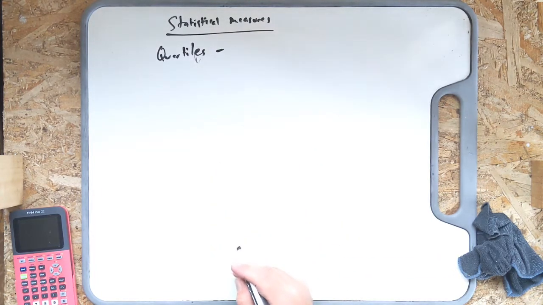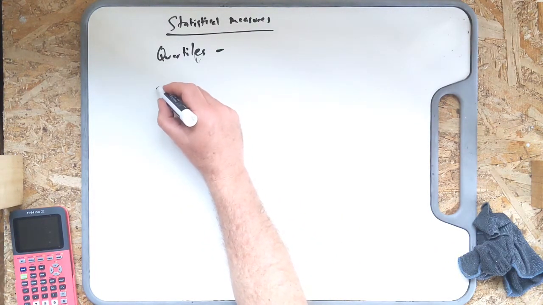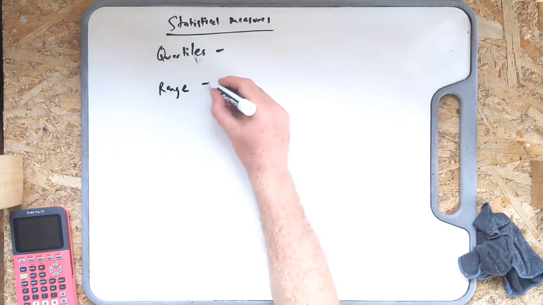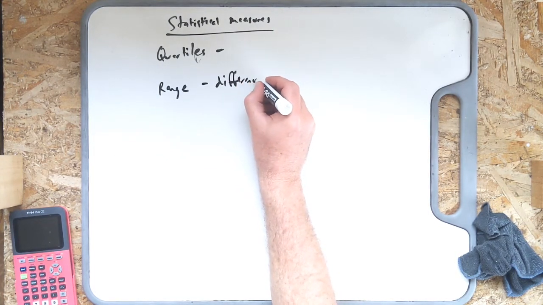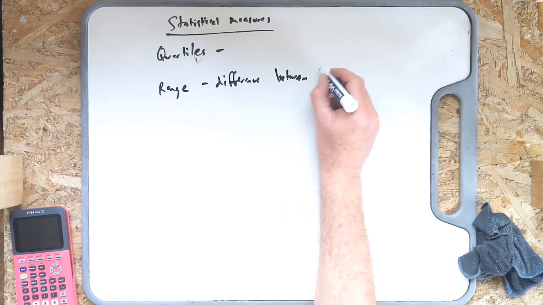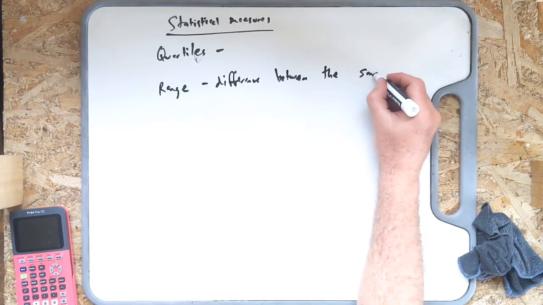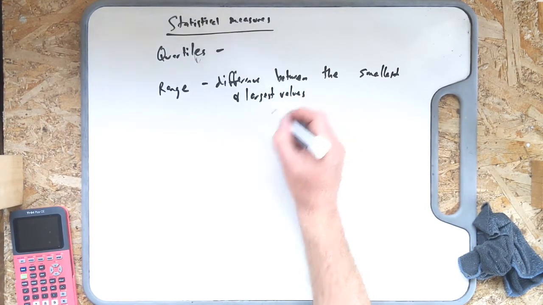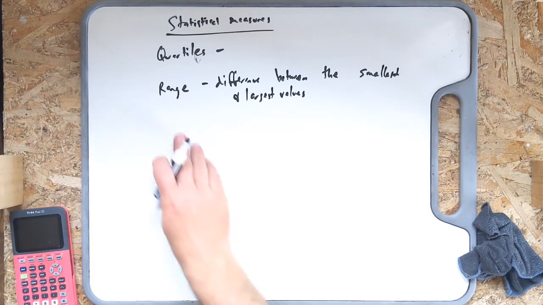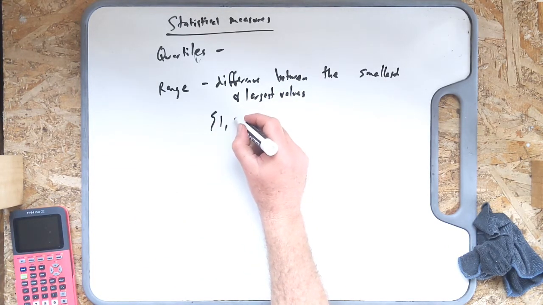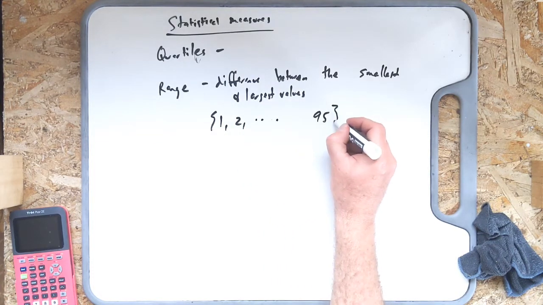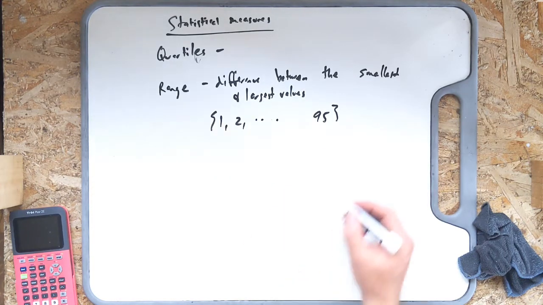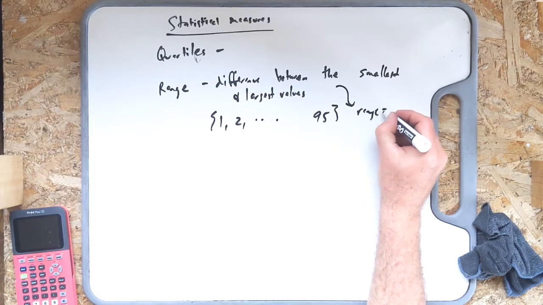So we're going to define quartiles, and to do that, we're going to have to define range. In fact, I probably should do that first. The range of a data set is just the difference between the largest and smallest values. So if I have data going from 1 to 95, the range of this data would be 94. That's the difference between 1 and 95. Range equals 94.